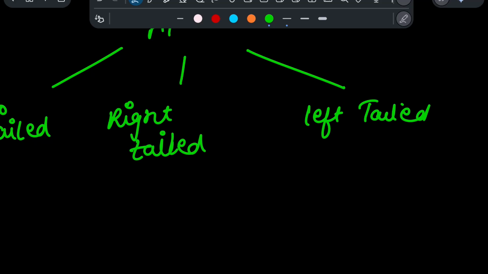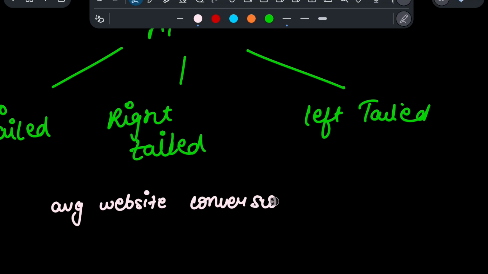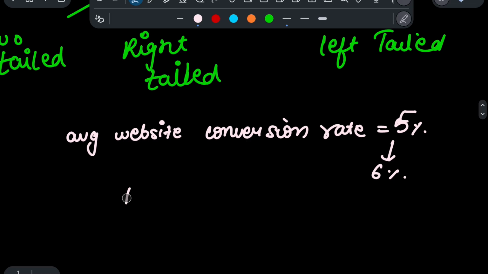So suppose the average website conversion rate is, let's say, 5%, okay. So you redesign the page and now you get it as 6%. But now you test that your H naught was your conversion rate, which was equal to 5%, and your alternative hypothesis is greater than 5%.